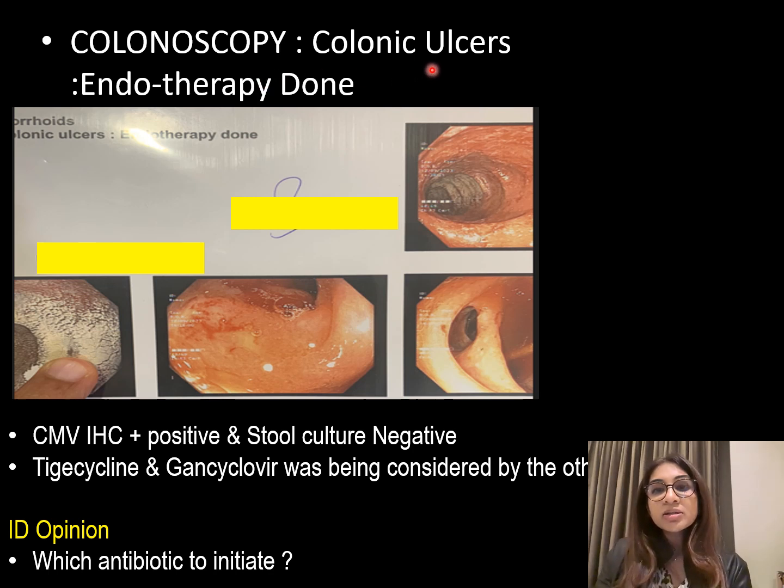Underwent colonoscopy. There were colonic ulcers, as we can see. The endotherapy was also performed. The biopsy was taken, and which was positive for the CMV IHC. The stool cultures were all negative, so there was nothing in the stool cultures. And with this result, they were thinking that probably ganciclovir as well as tigecycline could be started for the patient, and that's when they called us for the infectious diseases opinion. So in front of us, the main question was what is the likely etiology and which antibiotic should we start?